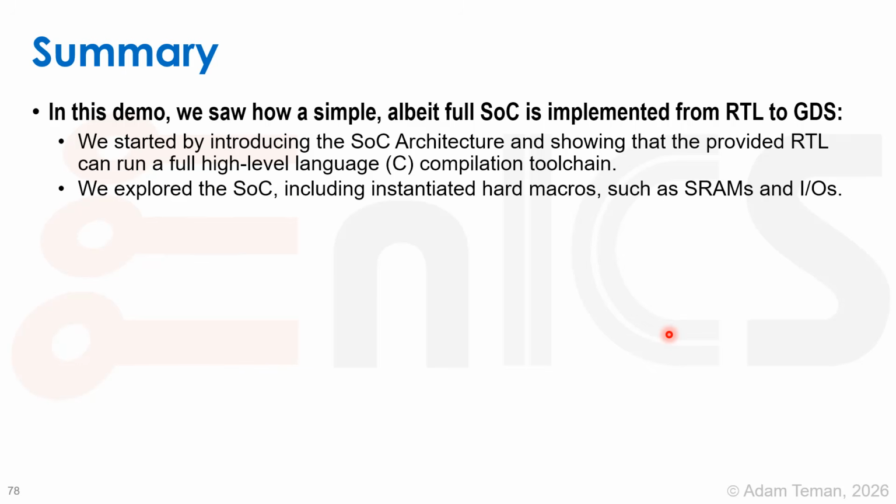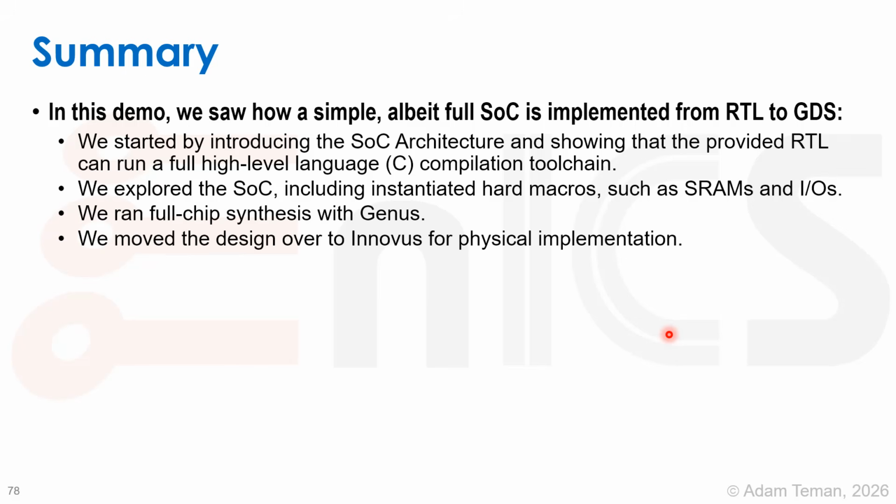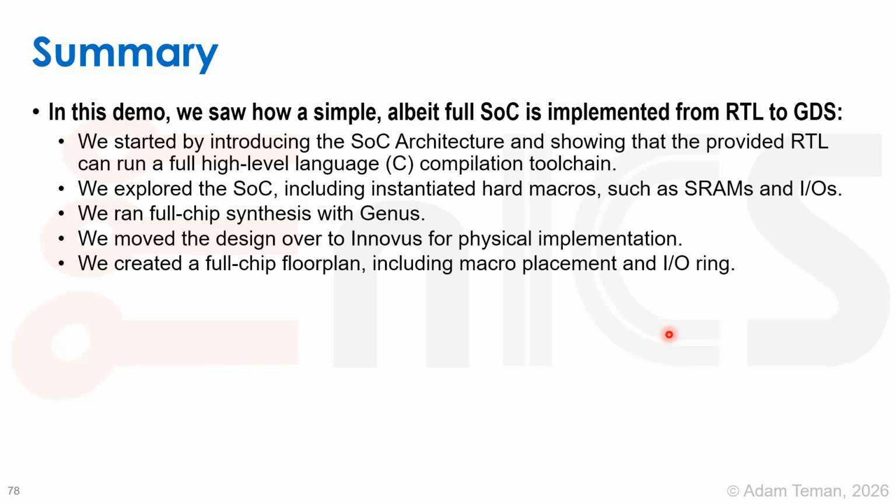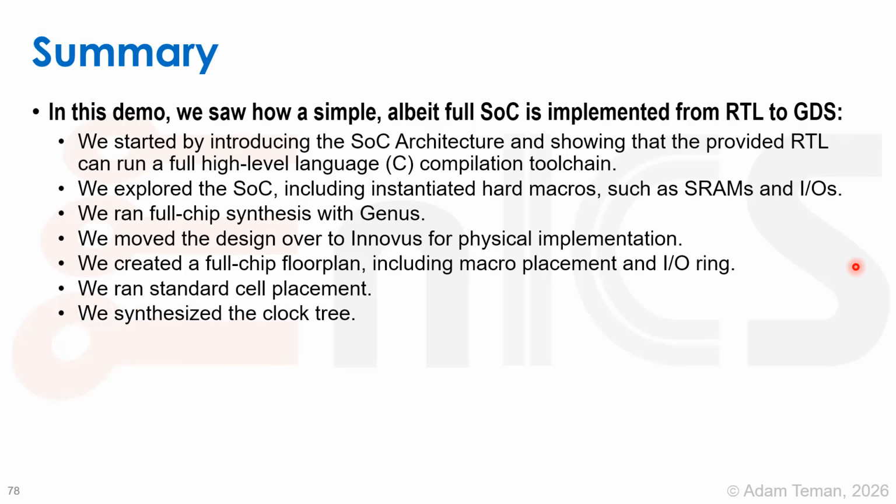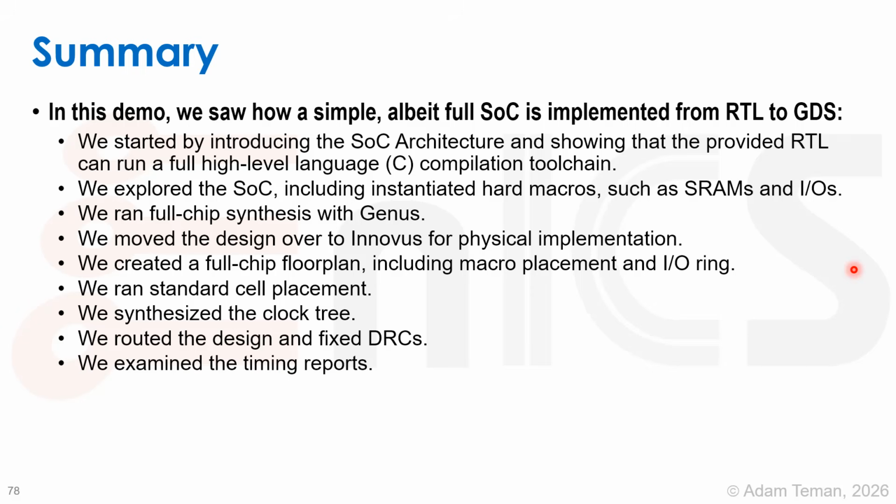Okay, we explored the SoC, we looked at what types of parts it has, and we looked at things that we hadn't seen in the previous parts of the tutorial, which included instantiated hard macros like SRAMs and IOs. Then we ran full chip synthesis with Genus. We moved the design over to Innovus for physical implementation. We created a full chip floor plan, which included macro placement and the IO ring. We ran standard cell placement on this full SoC. We synthesized the clock tree. We routed the design. We fixed DRCs. And finally, we examined the timing reports and saw that we meet all our timing expectations. We finished the design, cleaned things up, and exported our final files, ready for sign-off.